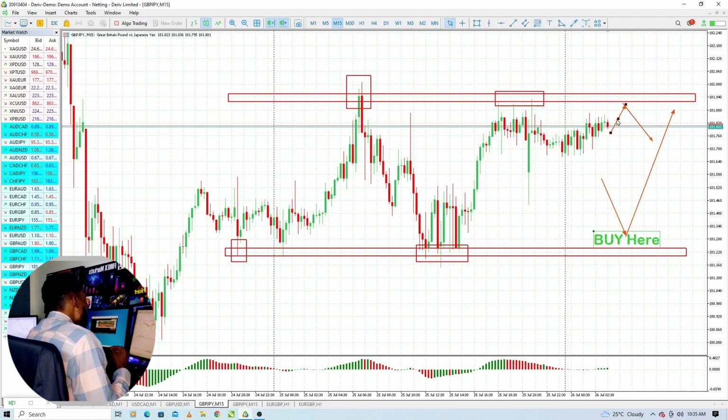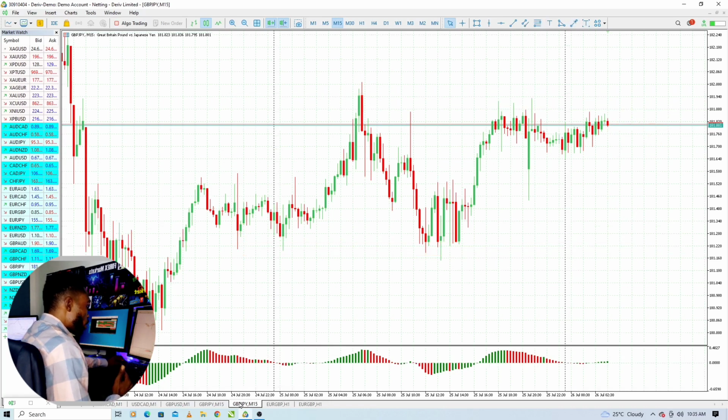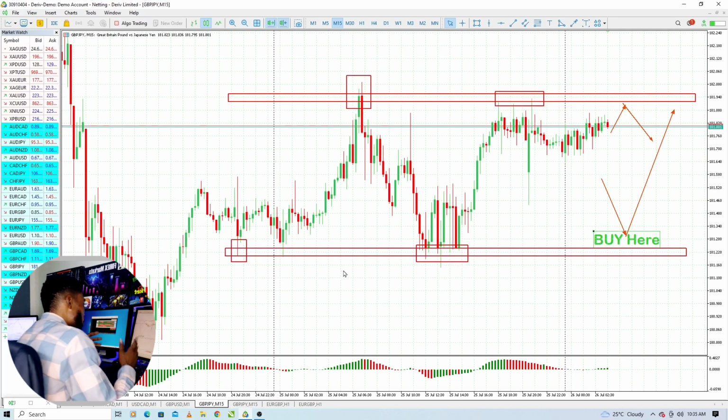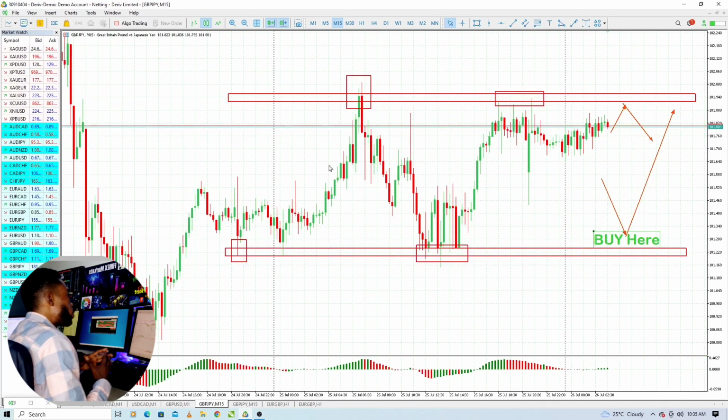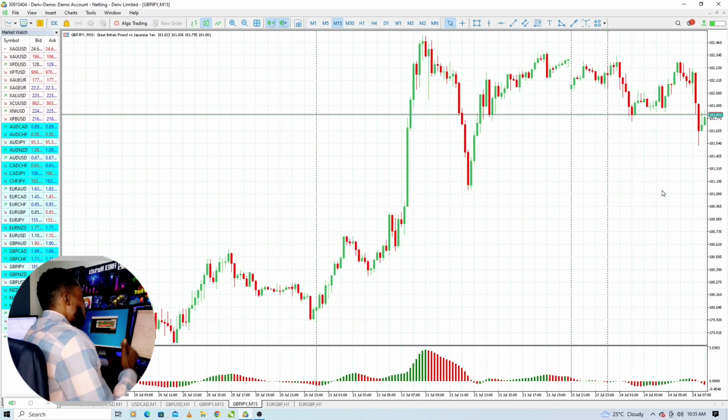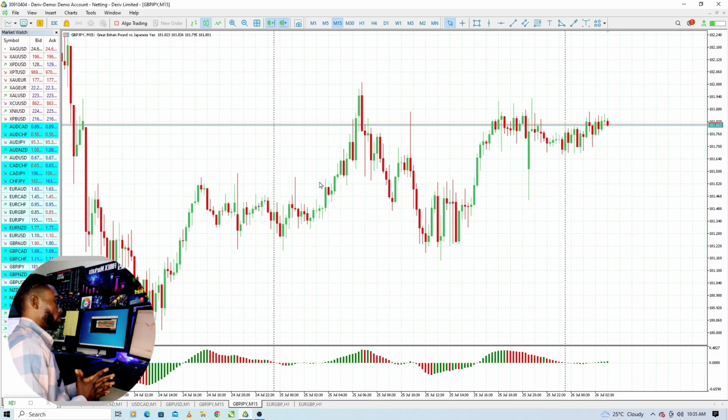Which of them are you more comfortable to trade? This one or this one? I bet you're all going to choose this one, right? Because this one is properly laid out and it's very easy for you to see what is going on in the market, as compared to this one that has no layout. You will get confused, you find it very difficult to trade.